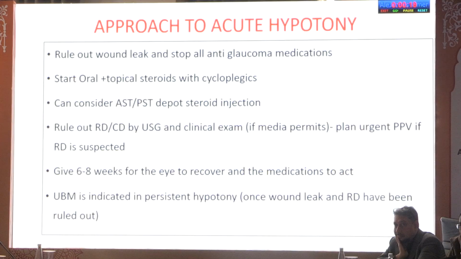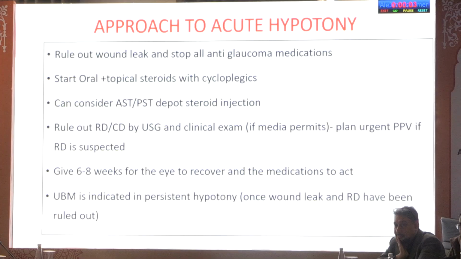If that's not working, you could consider a local depot steroid injection. You must rule out a RD, rhegmatogenous RD, and choroidal detachment on ultrasound or by clinical examination if the media permits. If there is a rhegmatogenous RD, one should strongly consider doing vitreous surgery at the earliest.